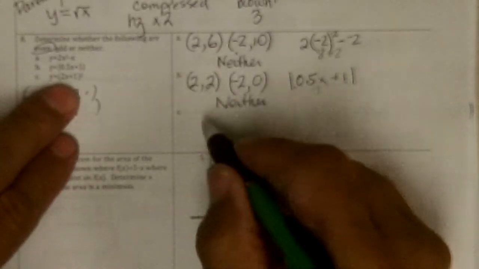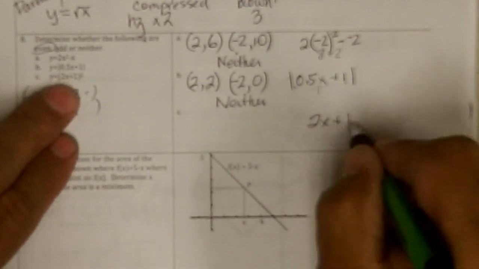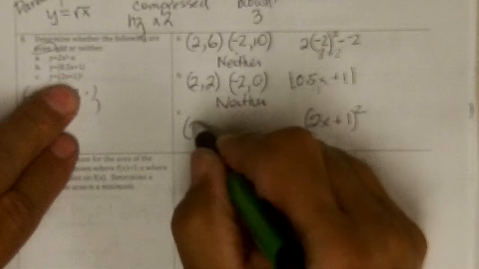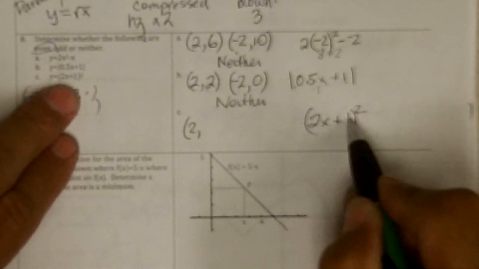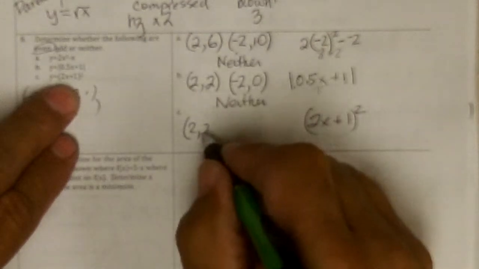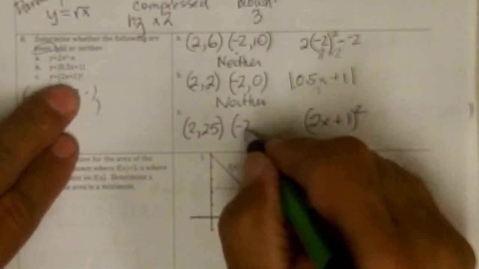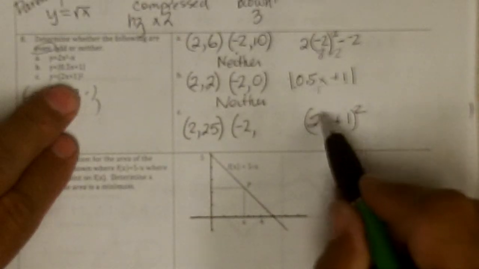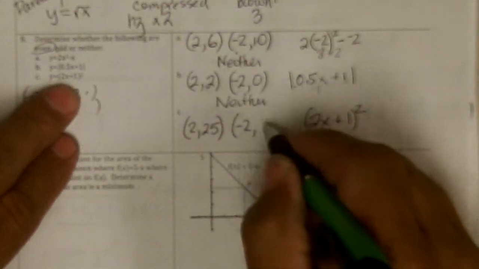And finally, we have 2x plus 1 squared. If we put in 2, we get 2 times 2, 4, plus 1, 5 squared, 25. If we put in negative 2, 2 times negative 2 is negative 4, plus 1 is negative 3, squared is 9.